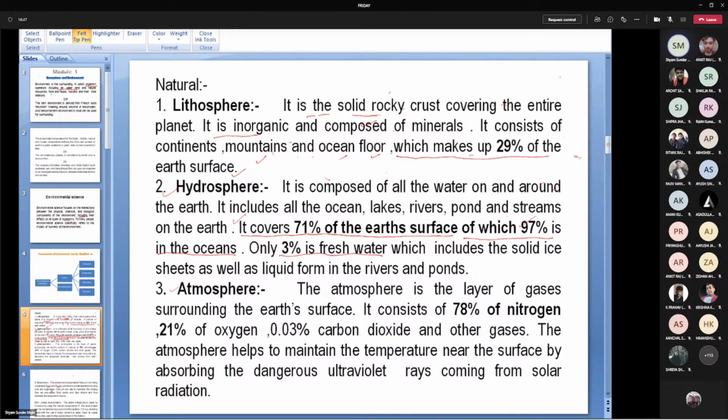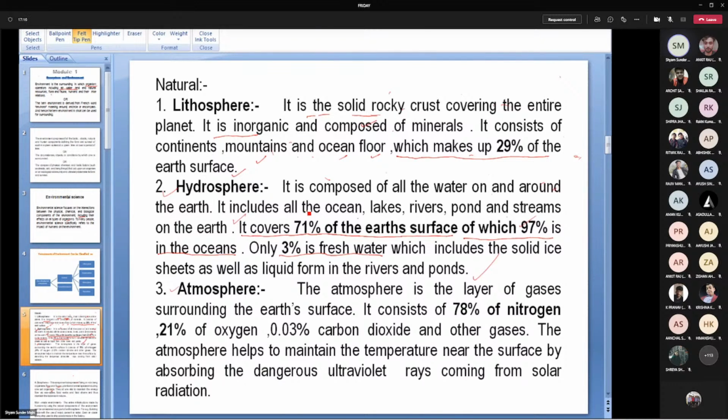So if you are writing about the hydrosphere, then the first line is that it is composed of all the water. Everybody knows this, no problem. But this is the more important point: it covers rivers and ponds, like here. Okay. Then next, very important for our life, the atmosphere.